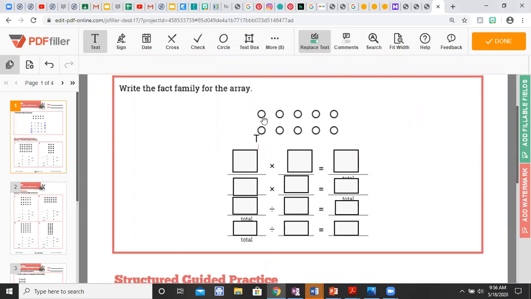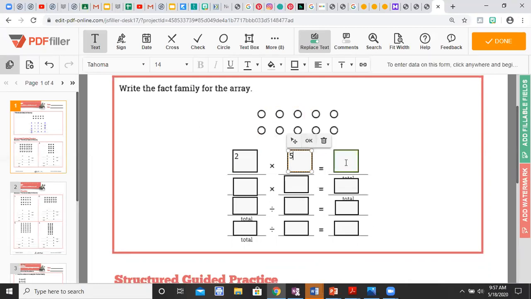Here we see I have 2 columns. So I'll go ahead and put the 2. And I have 1, 2, 3, 4, 5. I'm sorry, I have 2 rows and 5 columns. So if I count all the circles in the array, I know that I have 10. So 2 times 5 gives me 10.